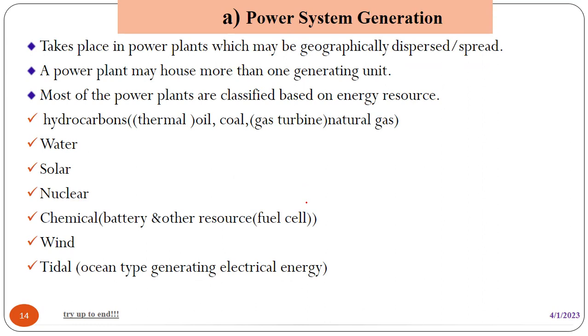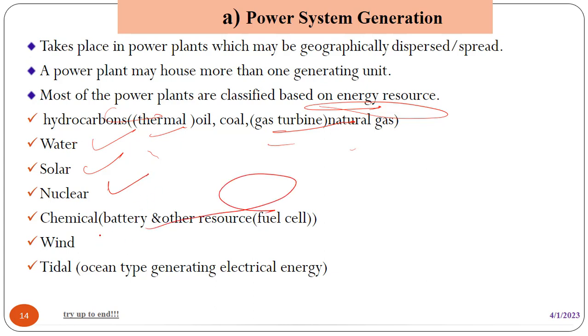Power system generation takes place in a power plant, which may be geographically dispersed or spread. A power plant may house more than one generating unit, and they are interconnected. Most of the power plants are classified based on energy sources. So hydrocarbon is thermal, coal, gas turbine, and water is hydropower, then solar energy, nuclear power, chemical, battery, or other sources, wind, and tidal is ocean type.